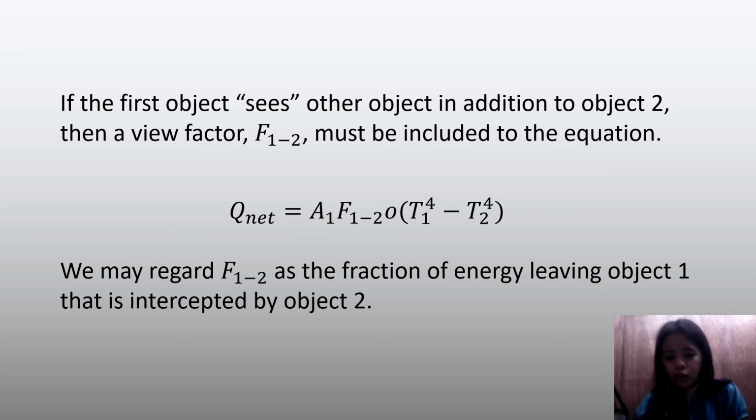Q net is equal to A_1 F_1-2 sigma, T_1 to the 4th minus T_2 to the 4th. You may regard F_1-2 as the fraction of the energy leaving one object that is intercepted by the other.